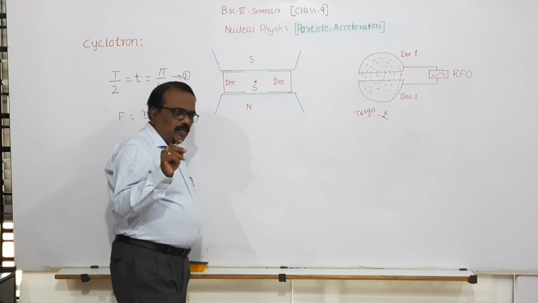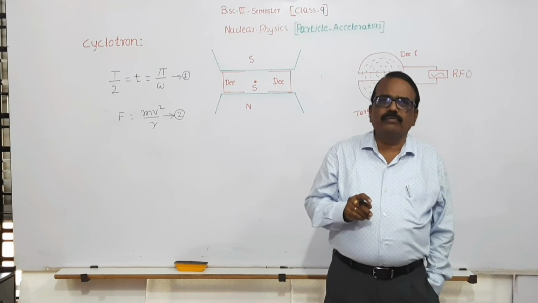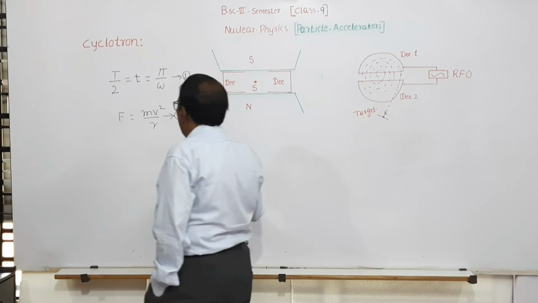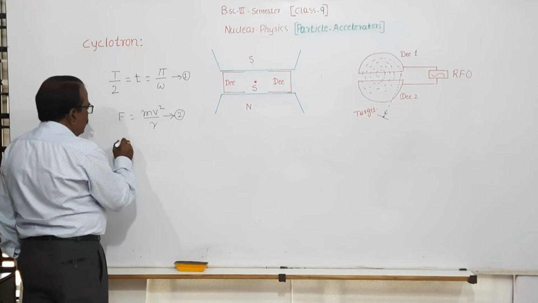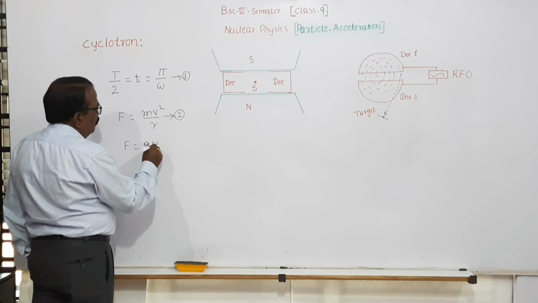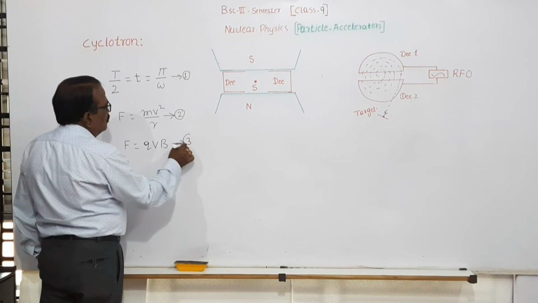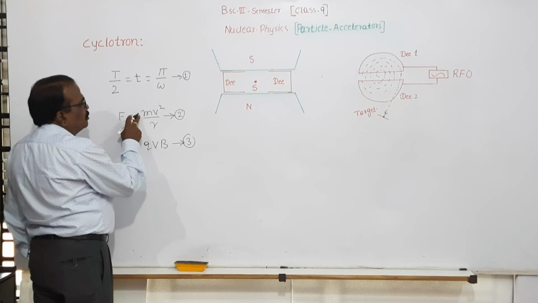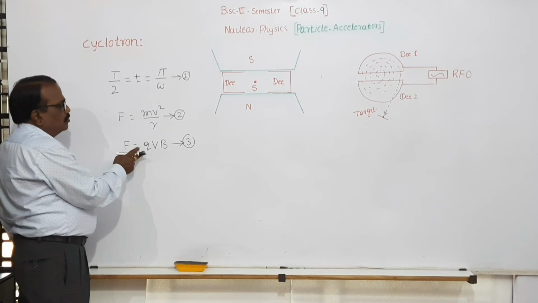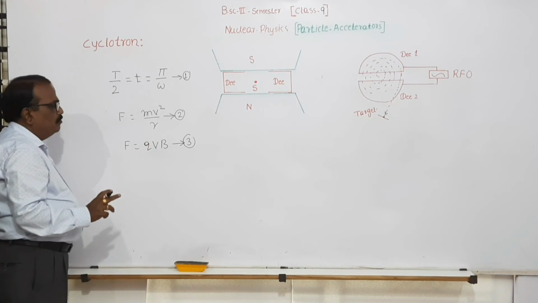Then the ion is a charged particle. It experiences a force. The force experienced by a charged particle in the magnetic field is given by F is equal to qvB. Call this equation 3. Here r is the radius, m is the mass, v is the velocity. Then q is the charge on the ion which is placed in the magnetic field. It is moving with the velocity v.